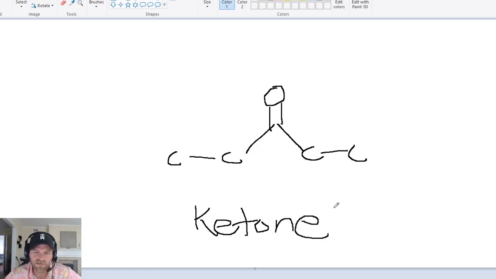Oh, writing with a mouse is so ugly. All right, now this carbon here is still a carbonyl. I'm not going to write it. Yeah, I am. I'm almost there. That carbon is still called a carbonyl.